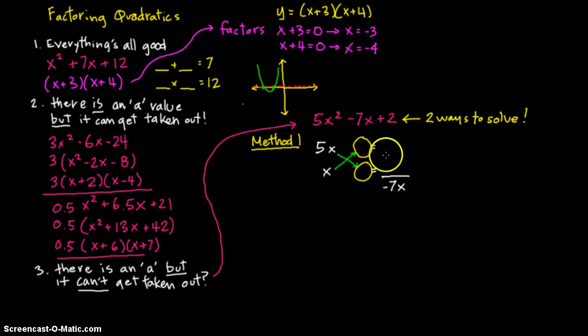Okay, so I've got to think about this. What would add up to give me 7x? Well, 5x plus 2x might work, or a minus 5x plus a minus 2x. So what if I try that? 5x times minus 1 would give me minus 5x. And x times what? I want this to be a 2x, so x times minus 2 gives me my thing to work out.